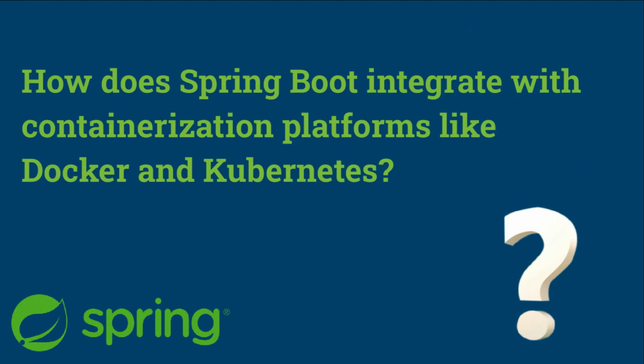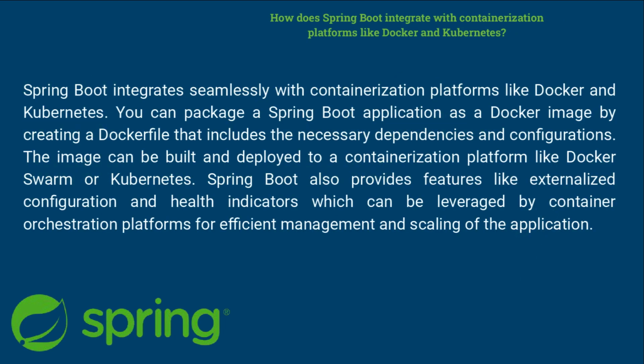Next question. How does Spring Boot integrate with containerization platforms like Docker and Kubernetes? Spring Boot integrates seamlessly with containerization platforms like Docker and Kubernetes. You can package a Spring Boot application as a Docker image by creating a Dockerfile that includes the necessary dependencies and configurations. The image can be built and deployed to a containerization platform like Docker Swarm or Kubernetes.